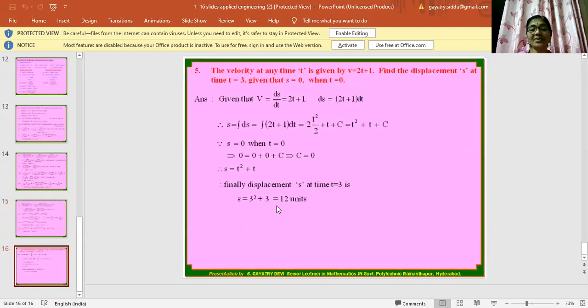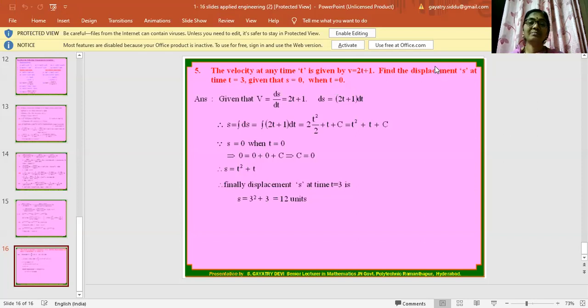Now, antiderivatives, we are going to use the word antiderivatives here. The velocity at any time t is given by v equal to 2t plus 1. Find the displacement s at time t equal to 3, given that s equal to 0 when t equal to 0.